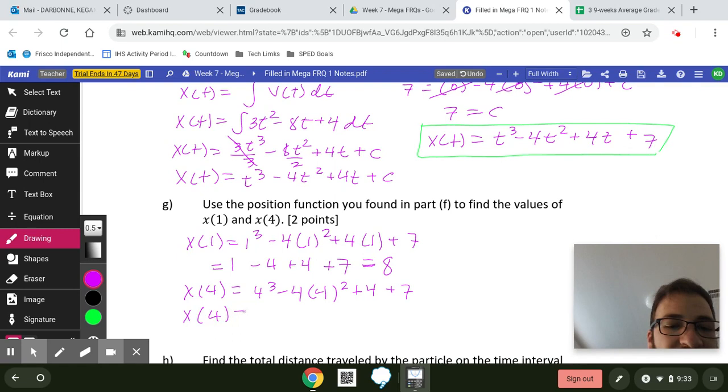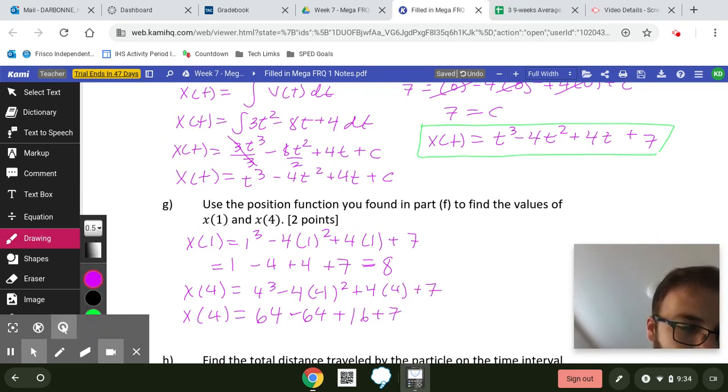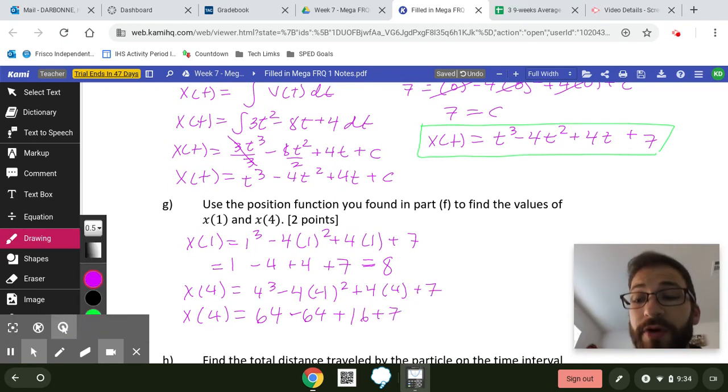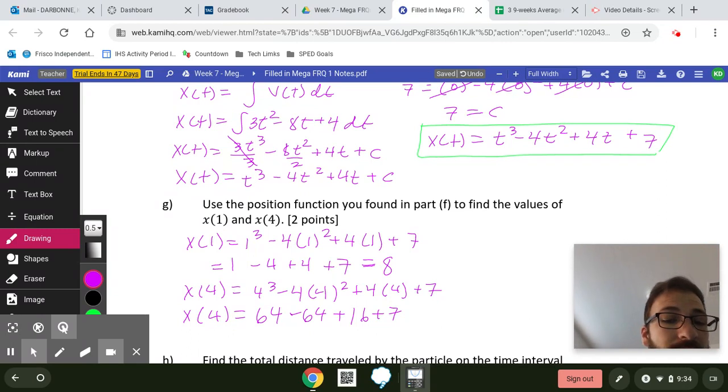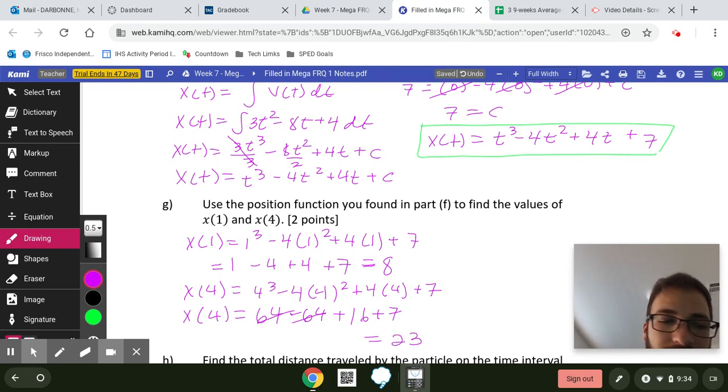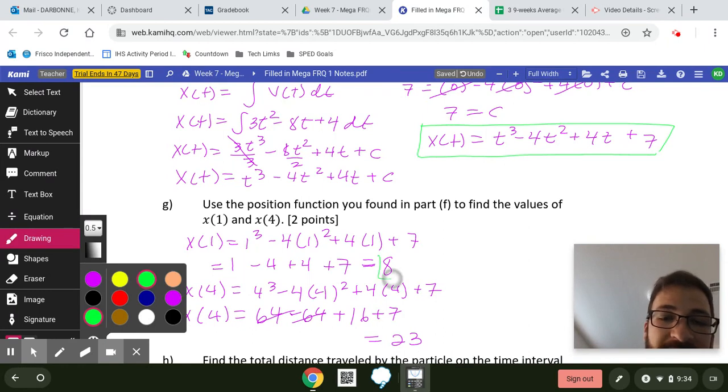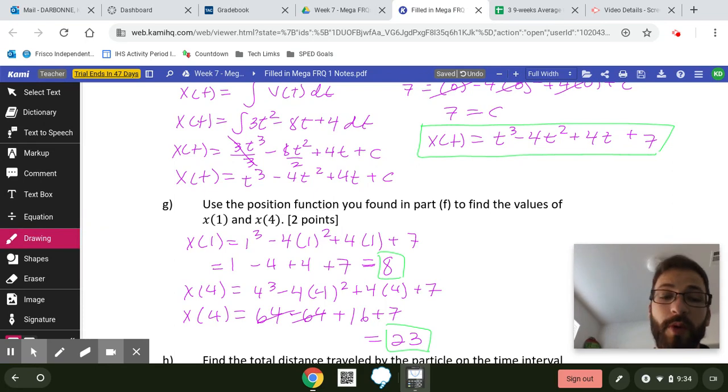Then x of 4, we get 4 cubed minus 4 times 4 squared plus 4 plus 7. So x of 4 is equal to, that's 64. 4 times 4 squared, that's just 4 cubed, so minus 64 plus 4 plus 7. So we get 64 minus 64 plus 16 plus 7. That 64 and 64 are going to cancel out. 16 plus 7 is just equal to 23. So we get x of 1 is equal to 8, and we get x of 4 is equal to 23.